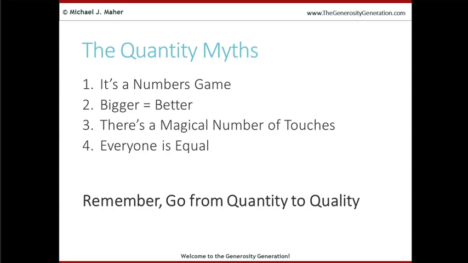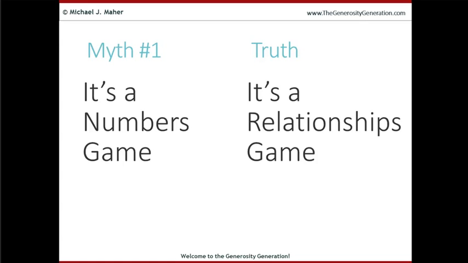You want a quality of life, right? So how do we do that? First of all, myth number 1 is it's a numbers game. Here's the truth. The truth is it's a relationships game. And maybe it's not just business that's a relationships game. Maybe it's life. But let's stick with business, right?